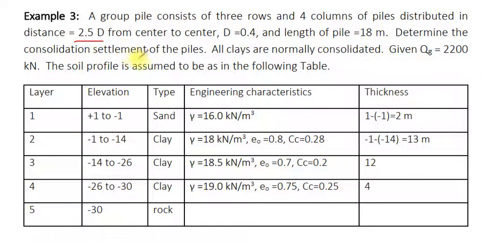Determine the consolidation settlement of the piles. All clays are normally consolidated. Given Q group equal to 2200 kilonewton. The applied load on the group of the piles equals 2200.